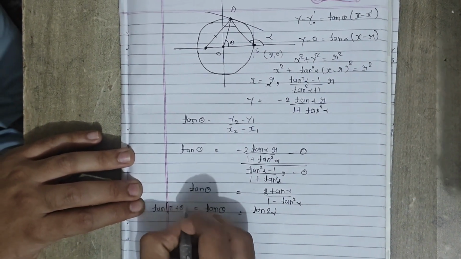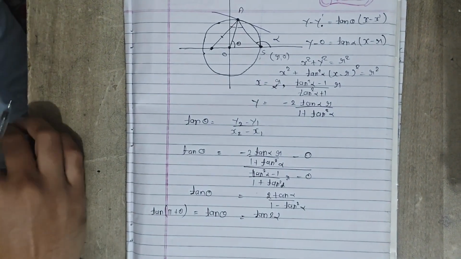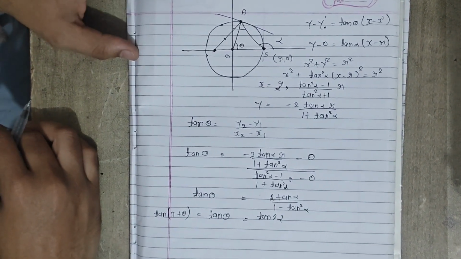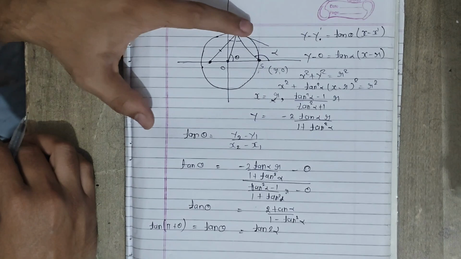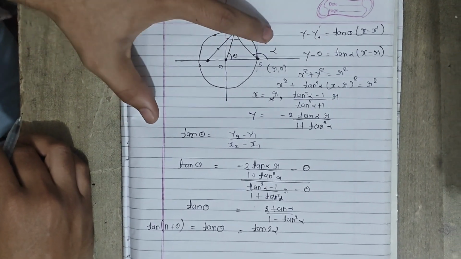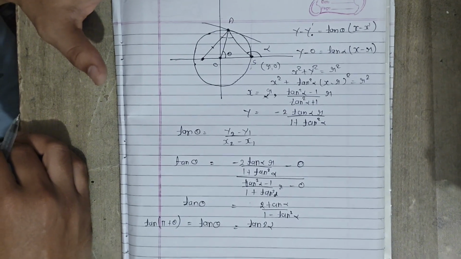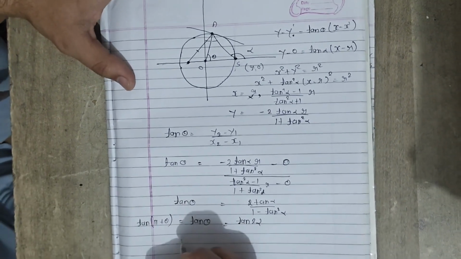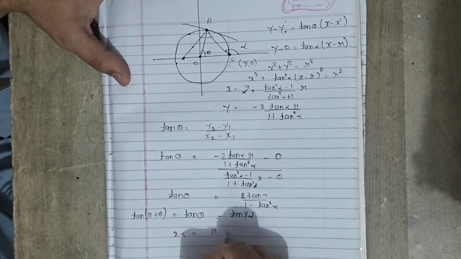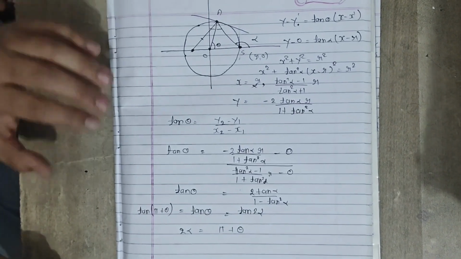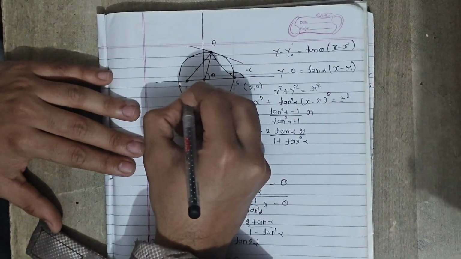We know that tan theta is also equal to tan (pi plus theta). By the figure, I can clearly say that 2 alpha is not equal to theta, but 2 alpha can be equal to theta plus pi. So I'm considering 2 alpha is equal to pi plus theta.